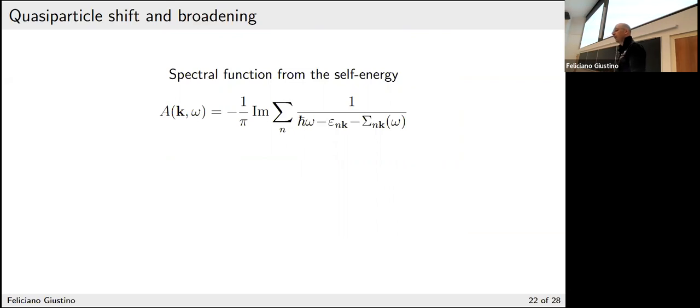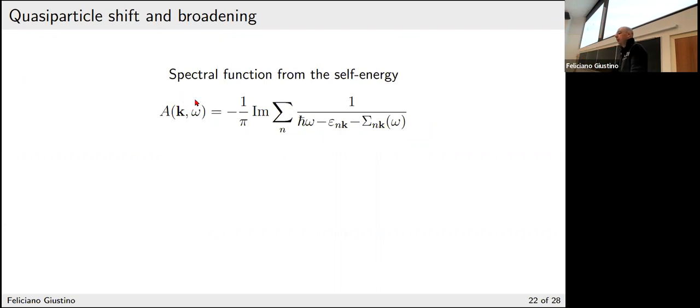So now I just want to give you, in the last few slides, a very quick summary of the terminology that people use in this context. All these self-energies can be quite complicated. The spectral function can be very complicated, but usually people like to discuss these things in simple terms. So it is convenient to imagine a situation where your self-energy is quite smooth, so you can do some kind of Taylor expansion.